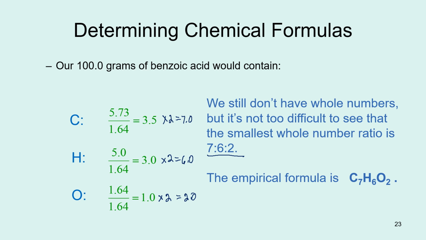C7H6O2. And you can see where mistakes might have been made if I did too much rounding. So you want to really wait to the end. Sometimes also something might come out really close to 0.333, and then in which case you want to multiply everything by 3 to clear that third fraction out. So anyway, the empirical formula here for benzoic acid is C7H6O2.